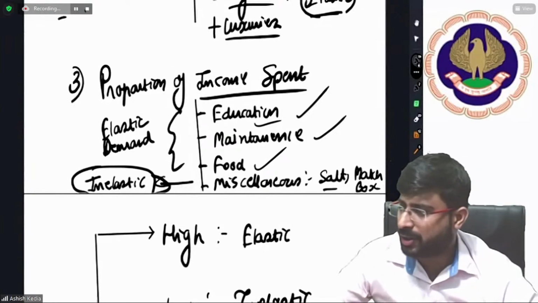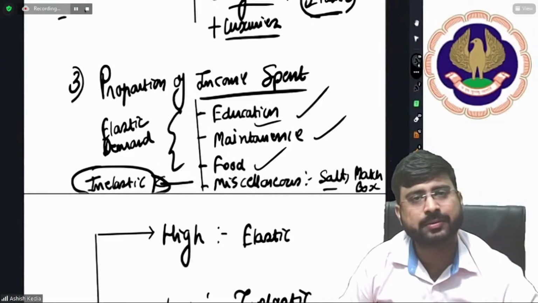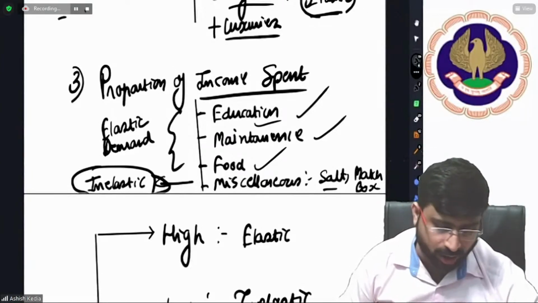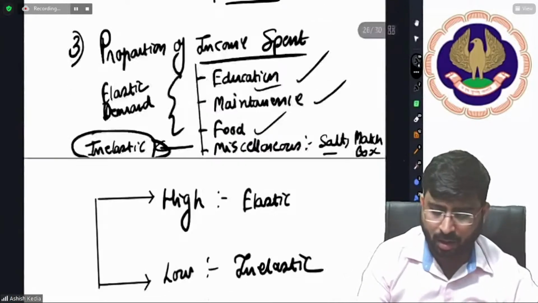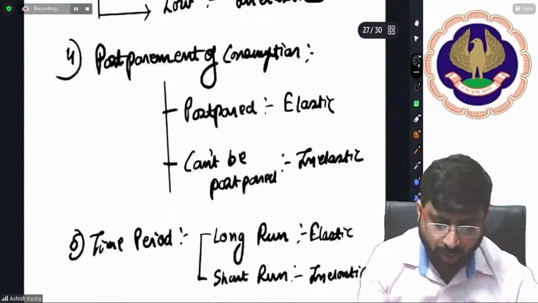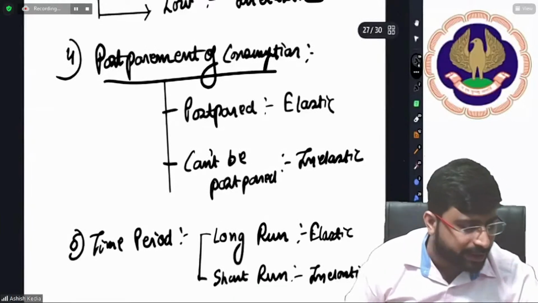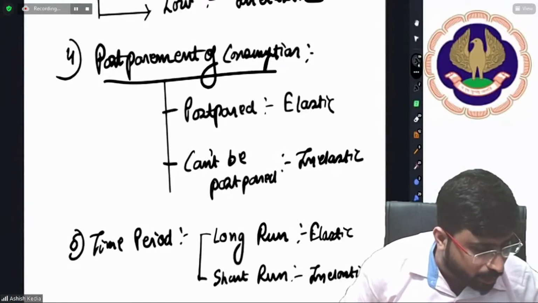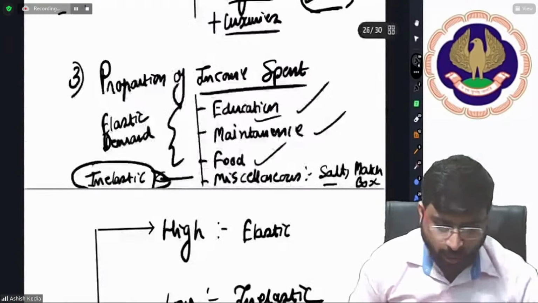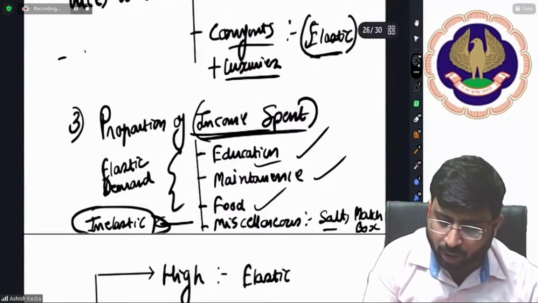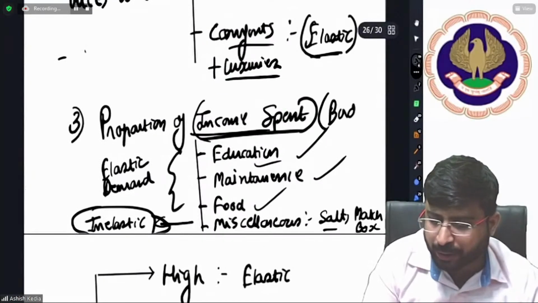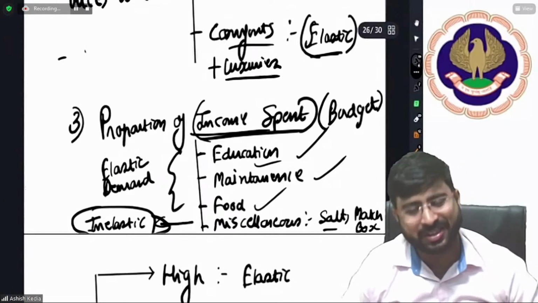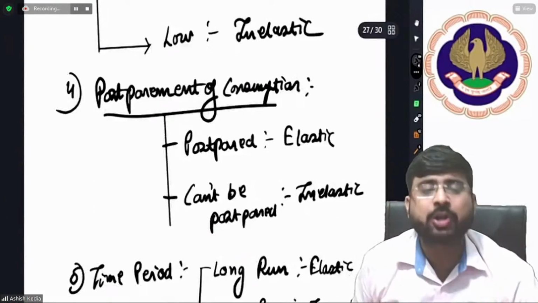Got it, sir. So clear. Moving on. Postponement of consumption. A very simple question. This proportion of income spent is also called consumer budget. Obviously, income is budget, nothing else. Moving on. Postponement of consumption.